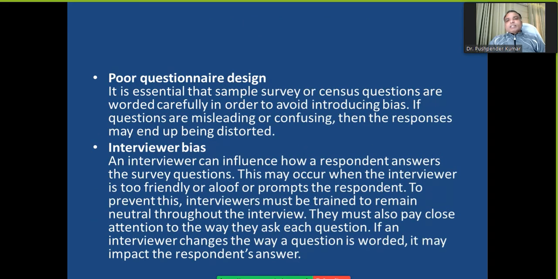First, as we have discussed, the questionnaire. If your questionnaire design is poor, for example, here you can see it is essential that sample survey or census questions are worded carefully in order to avoid introducing bias. If questions are misleading or confusing, then the responses may end up being distorted.